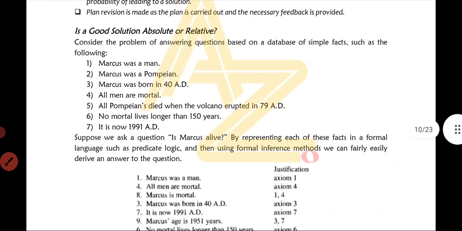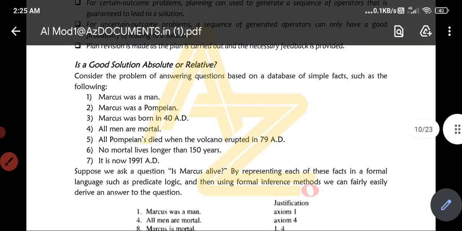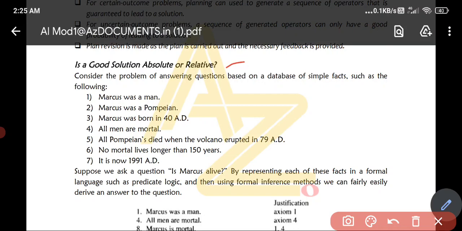And the next one is good solution or not, whether the solution is absolute or relative. For example, here you have related information: Marcus was a man, a Pompeian, born in 40 AD and died, etc. All the information is given regarding Marcus. Now the question is whether Marcus is alive or not. You need to answer this question with the help of this data.